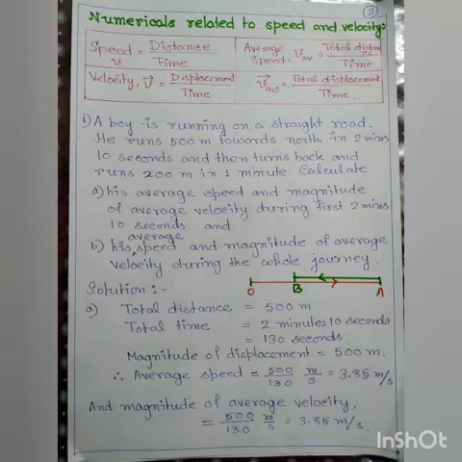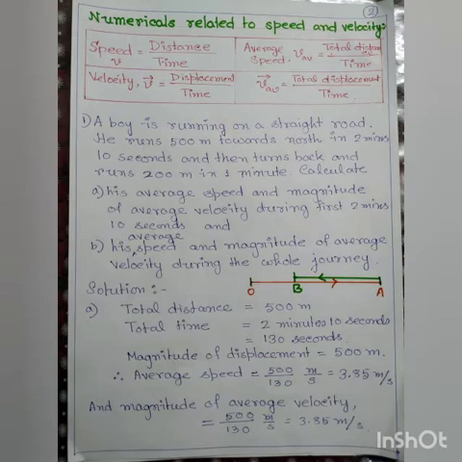Now, before going to solve the numericals related to speed and velocity, let us recall the mathematical expressions we have learnt already, which will help us to solve the numericals. Now we already have learned speed is equal to distance by time and average speed is equal to total distance by time, and velocity is the displacement by time and average velocity is total displacement by time. Now let us consider our first numerical.